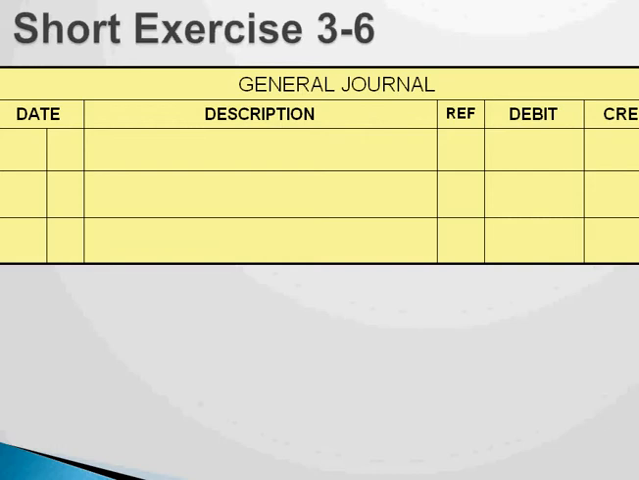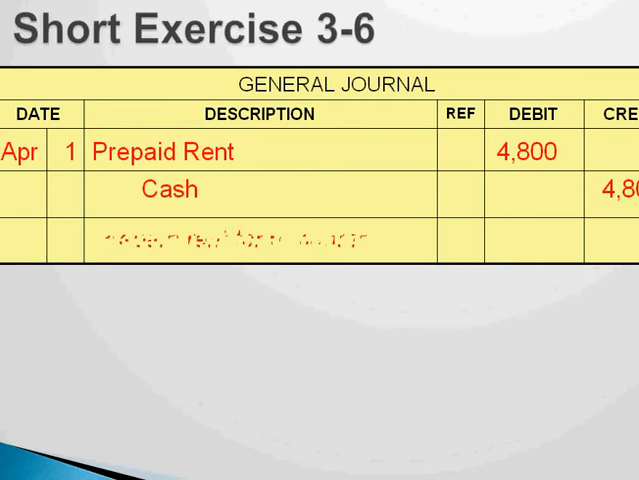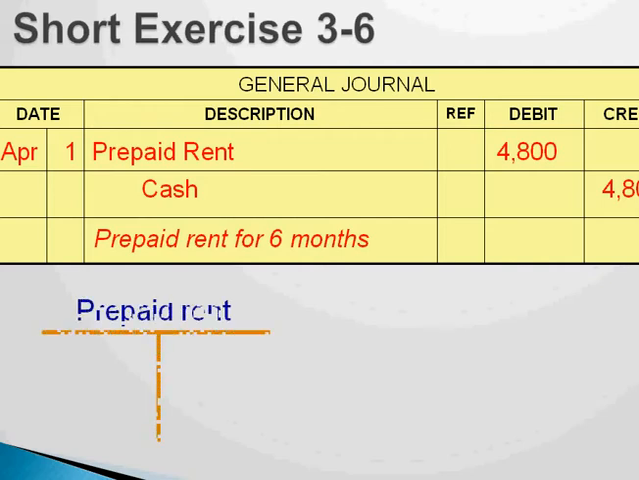So what we'll do on April the 1st is we will debit the prepaid rent for $4,800 and we'll credit cash for $4,800. Prepaid rent for 6 months. Okay? So, prepaid rent gets recorded in the journal and in the ledger account, as we see there.